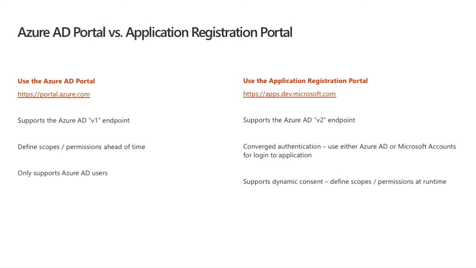So the Microsoft Graph team recommends that we use the V2 endpoint instead of just the V1 endpoint. This is going to allow us to have the converged authentication that works with both Microsoft accounts and Azure AD. And it's going to support dynamic consent to define the scopes and permissions at runtime.